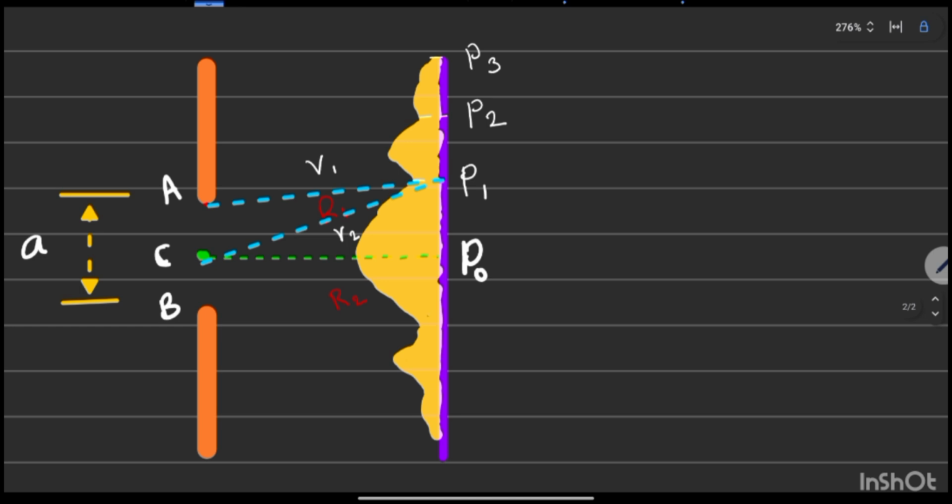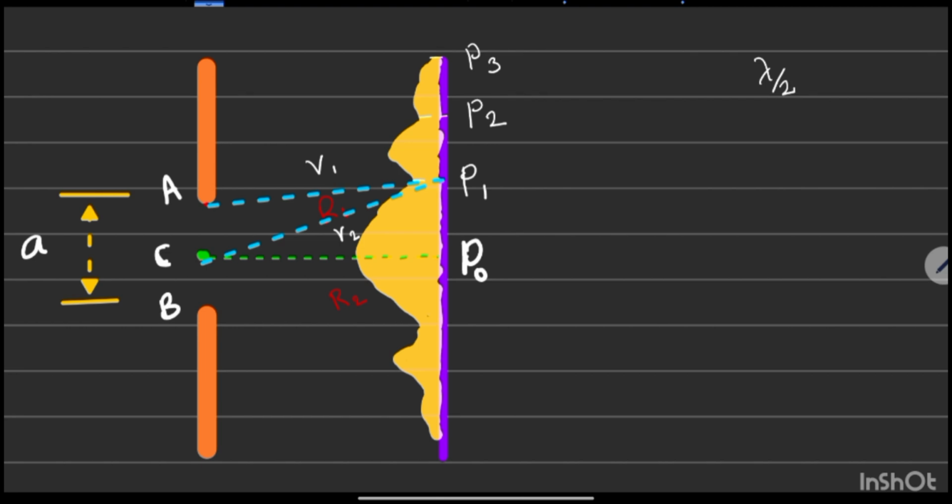Now these two rays, since they are reaching the point P1, should destructively overlap here, and since P1 is the point of minima, whatever rays are coming from the slit should overlap at point P1 destructively. So the path difference should be lambda by 2. Path difference between ray 1 and ray 2 is lambda by 2.